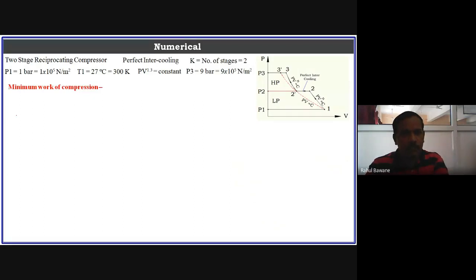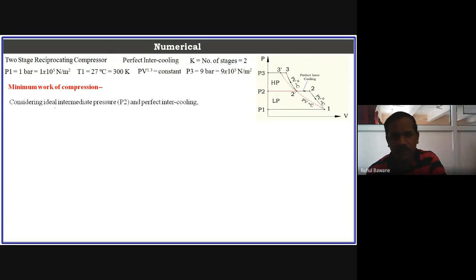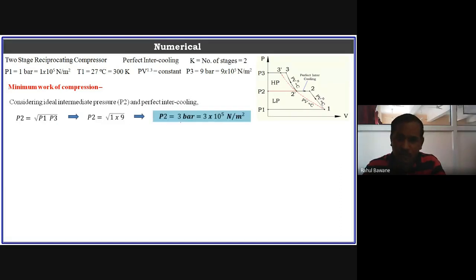Now first, minimum work of compression. So considering ideal intermediate pressure, minimum work is required when it is the ideal intermediate pressure. How to identify the ideal intermediate pressure if it is a 2-stage? It is the square root of suction and delivery pressure. So P2 is the square root of P1 and P3. P1 is given, P3 is given. So after calculating, we come to know that P2 is 3 bar. If I convert into Newton per meter square, it is 3 into 10 raised to the power 5. So this is the perfect intermediate pressure.